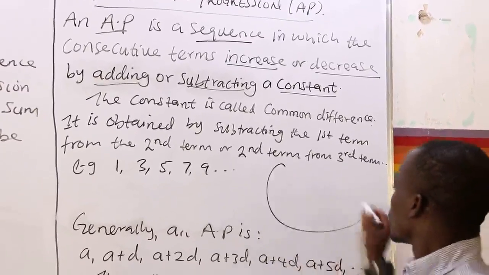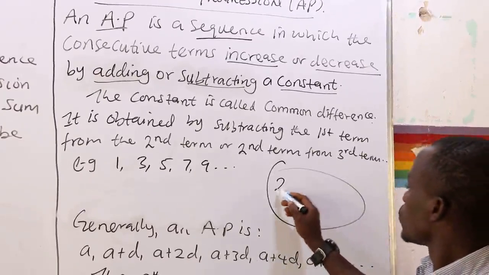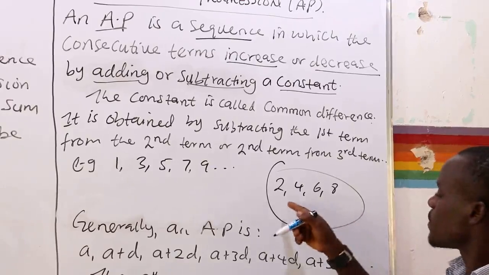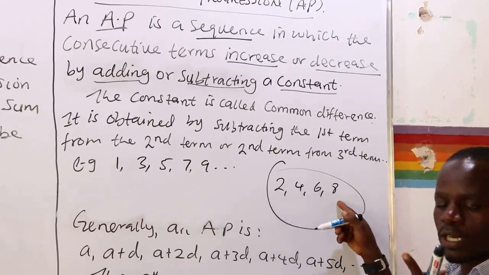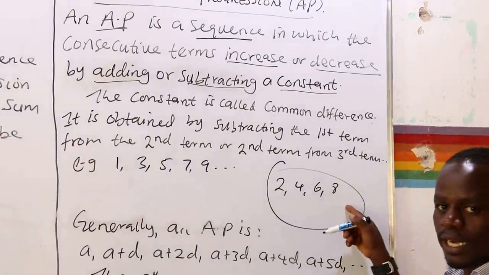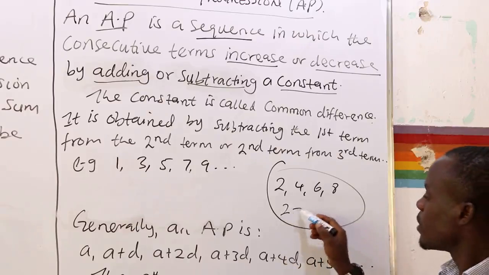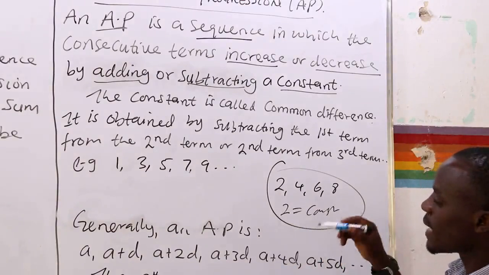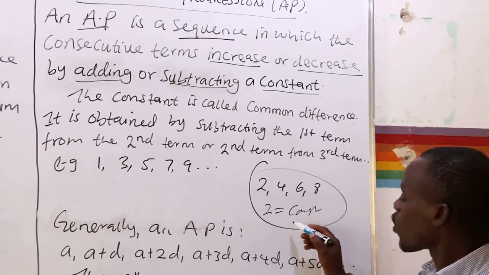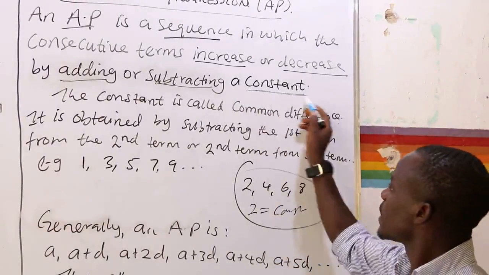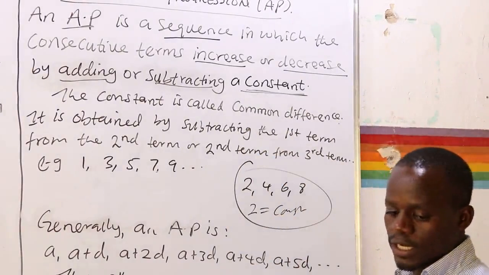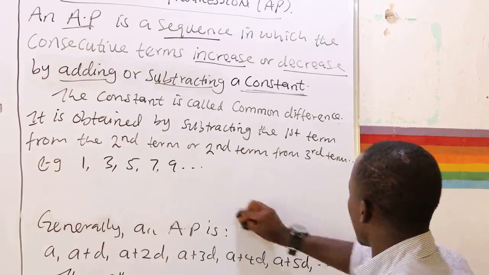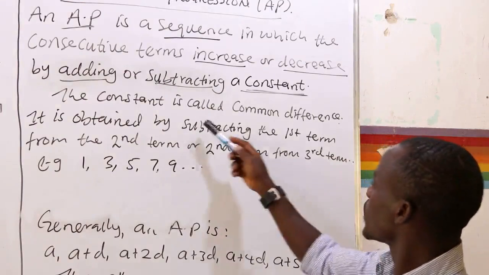Take for instance 2, 4, 6, 8. You see that this is increasing, and it's increasing by adding 2. When we think about the sequence, the rule is add 2 each time. So that 2 we are adding each time is called the constant. Since it's an AP, this constant has a special name, and the name is common difference. So the constant that increases or decreases a particular arithmetic progression is called the common difference.